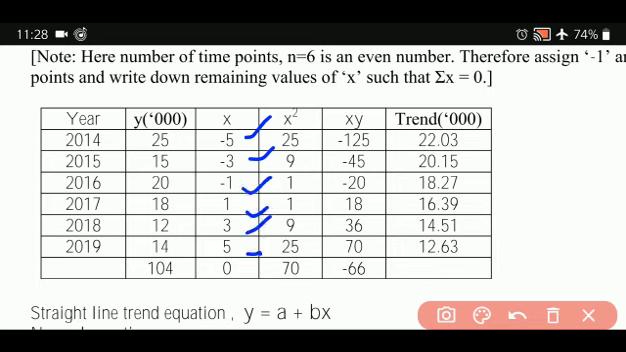Suppose there was a next observation, the next value would have been -7 here and +7 here. The next value would have been -9 and here it would have been +9. This you should remember. Now what is the next step?